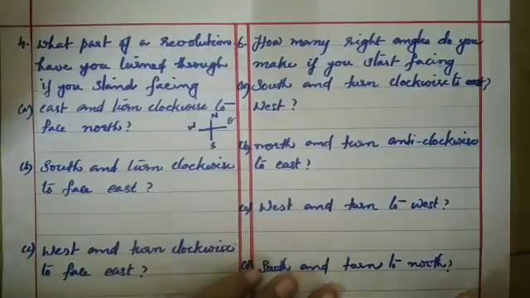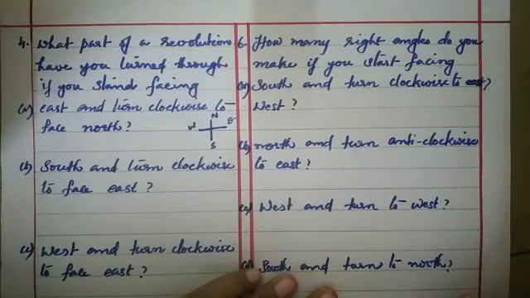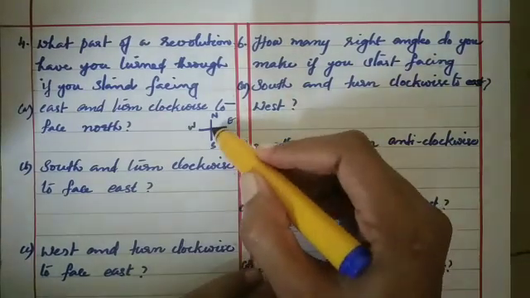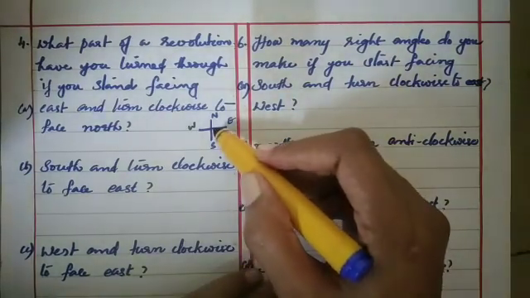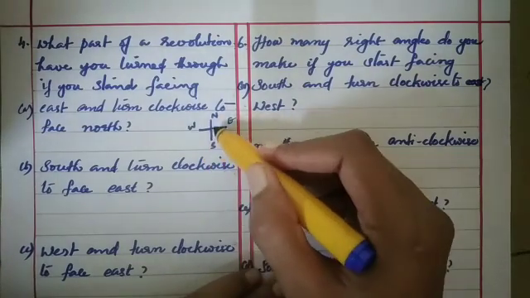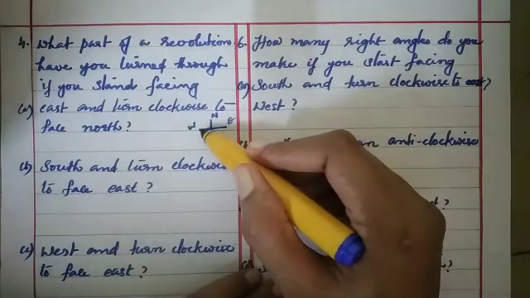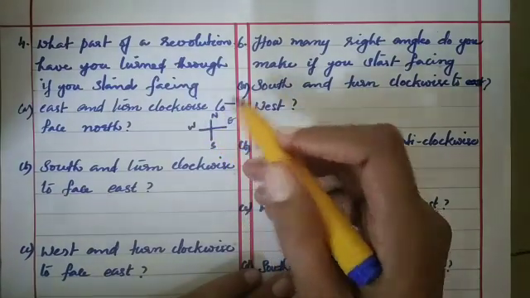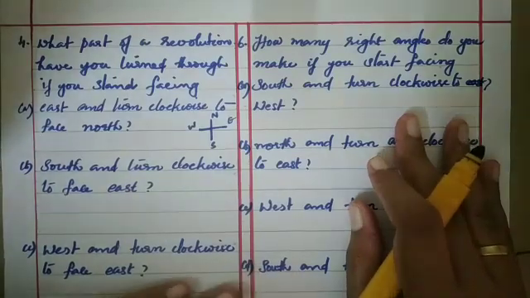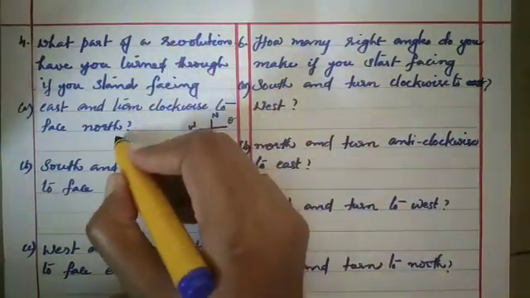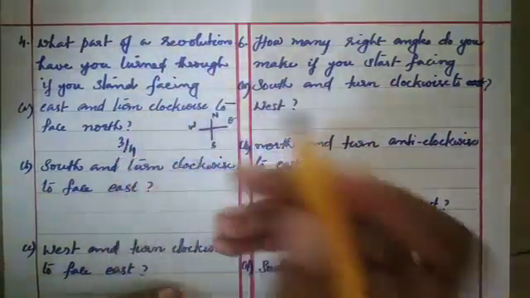So, east and turn clockwise to face north. East to south, one right angle. South to west, another right angle. West to north, another right angle. So, 3 right angles. So what part of a revolution is it? 3 by 4 of a revolution.